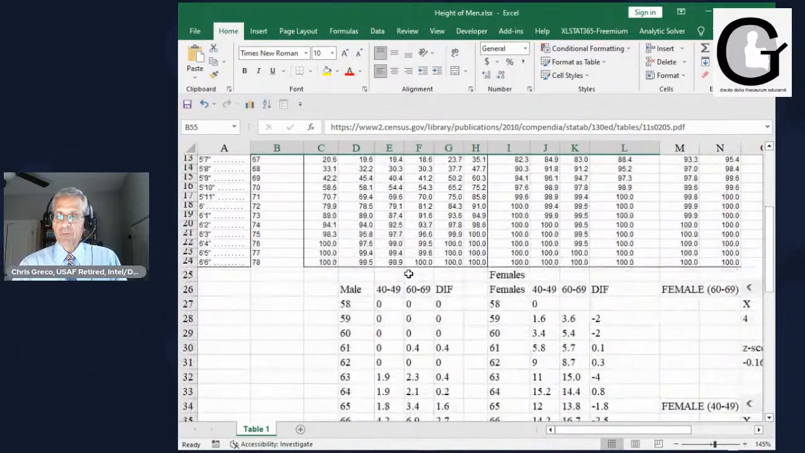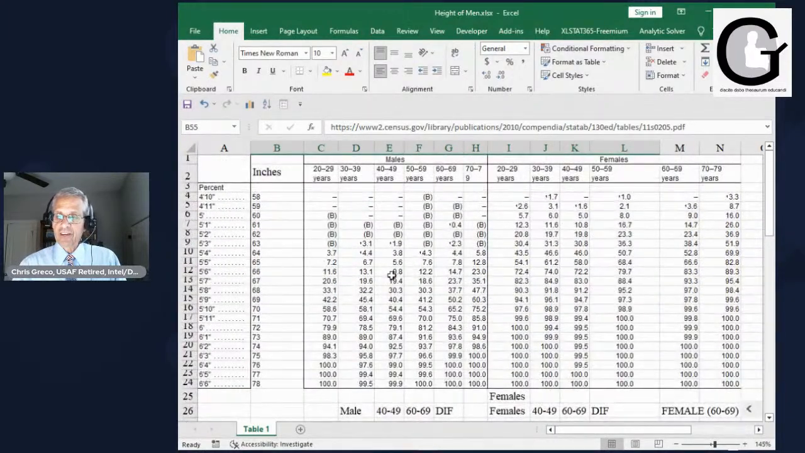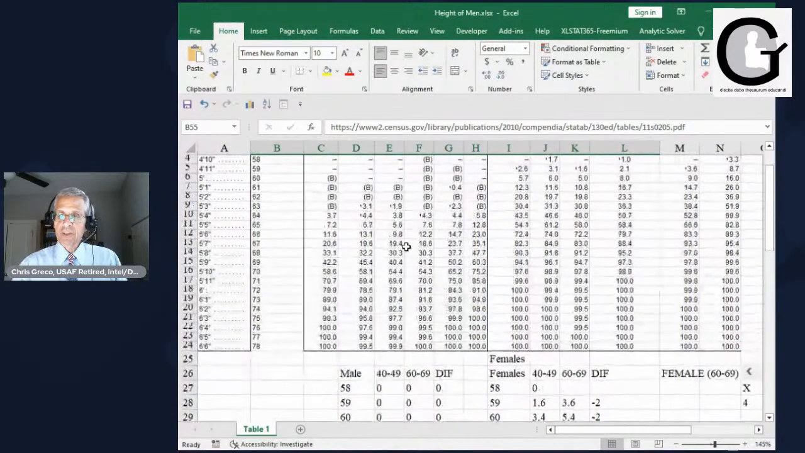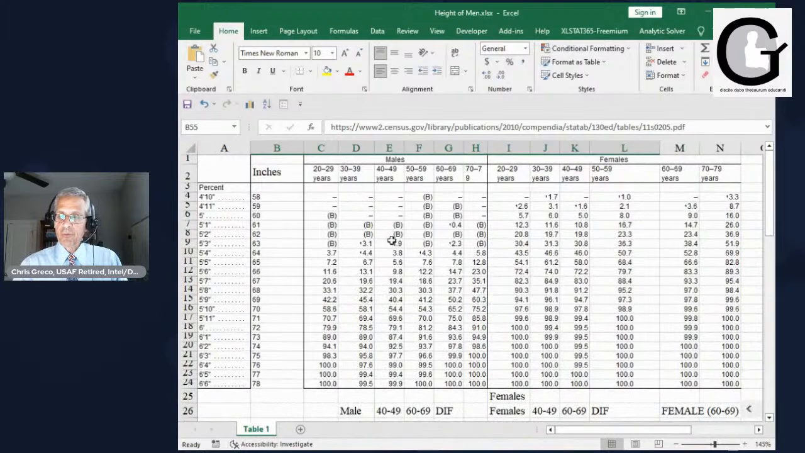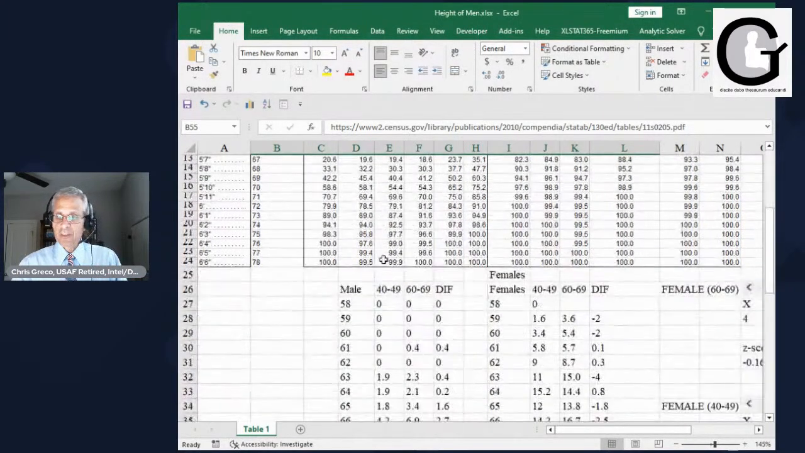So what I had to do first thing was take the 40 to 49 years here. And what I did was I took this. Well, these are all zeros. 1, 2, 3, 4, 5. They're just so small that I basically made them zeros. So that's why they're all zeros here.